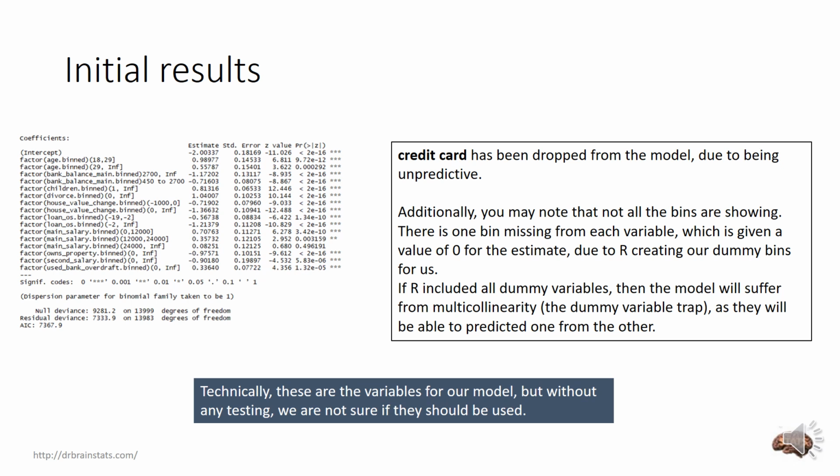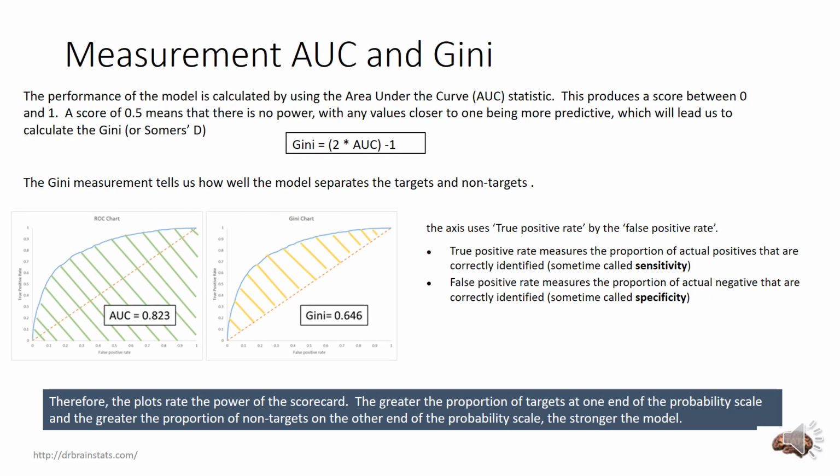Technically, these are the variables for our model, but without any testing, we are not sure if they should be used. As shown, creating a model is very simple and straightforward, but now we need to know if it's any good. So this brings us to a measurement, and we can use area underneath the curve and Gini.